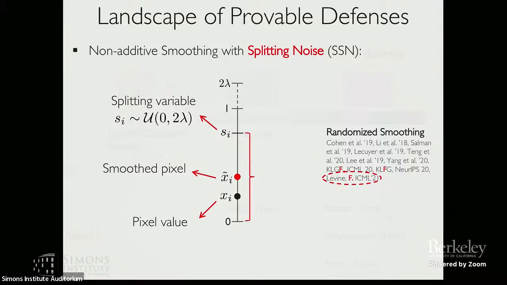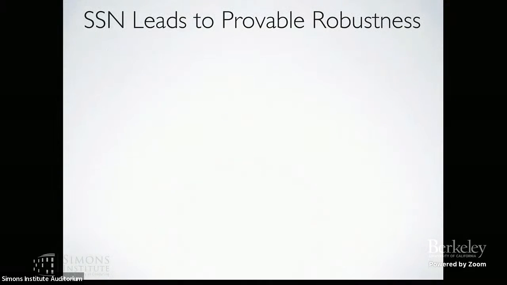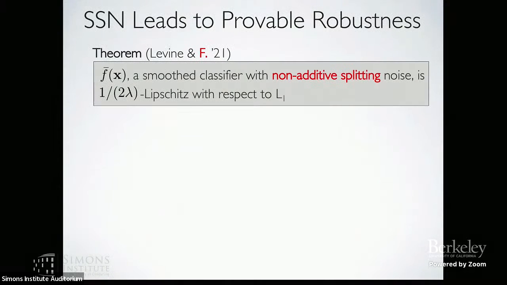Okay, but this simple noise has some amazing properties. Some of them we actually didn't intend at the beginning, and I'm going to explain what properties we get. First of all, we get robustness for free. If you smooth using this distribution with this non-additive splitting noise, the smooth classifier is guaranteed to be 1/2 lambda Lipschitz with respect to the L1 norm. And therefore, you get provable robustness against L1 attacks. I'm going to show a simple proof of this and also show some generalization for other Lp norms.